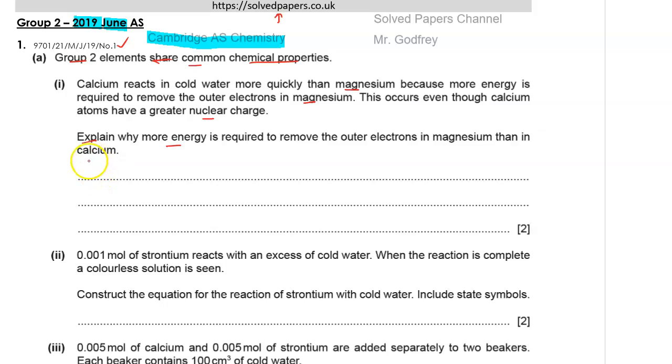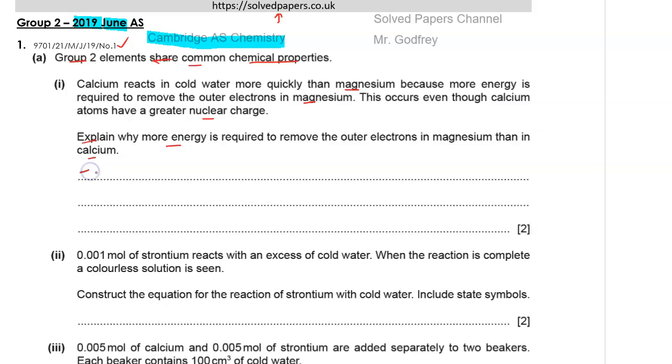Of course, calcium and magnesium are in the same group, group 2. Calcium is below magnesium, so it means that it has got more energy levels. Therefore, magnesium has one electron shell less than calcium, so less shielding of the outer electrons in magnesium. Thus its electrons are strongly attracted to the nucleus.